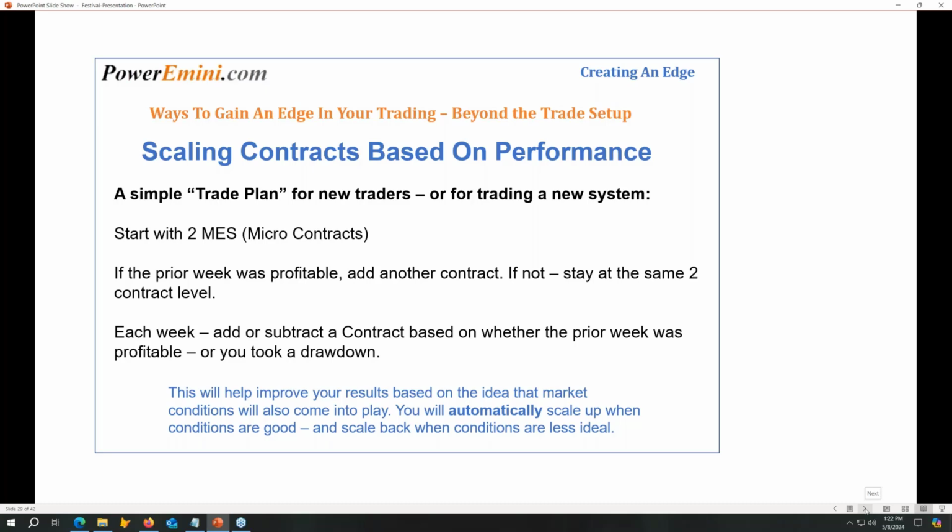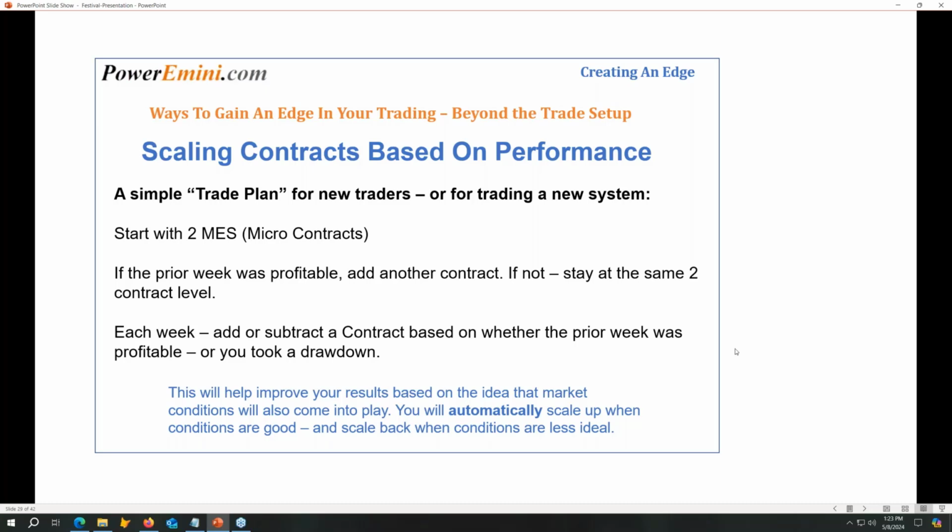Basically, you're scaling up and down based on whether the prior week was profitable, right? So you start with 2 micro contracts, you have a profitable week, you add a third contract. Then you trade for the next week, and maybe you had a losing week, so you back down to 2 contracts. You have a couple of winning weeks, you add a contract each week. What this will do is it's a self-regulating mechanism, right?